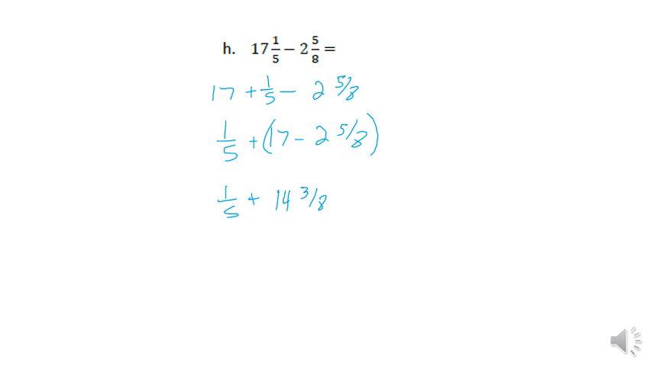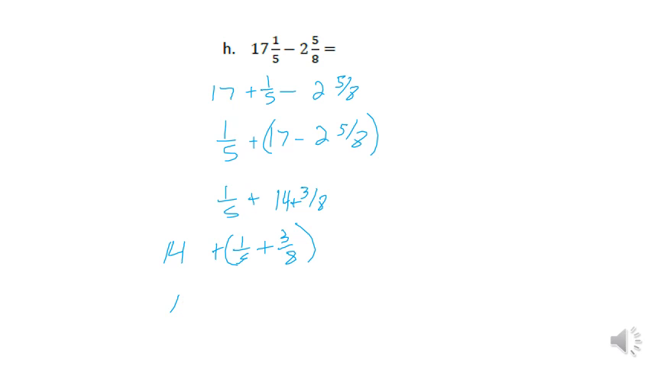Now I'm going to rearrange this, because this is actually 14 plus 3/8 to 1/5. Let's go 14 plus 1/5 plus 3/8, because the associative property says we can order this in any way we want.